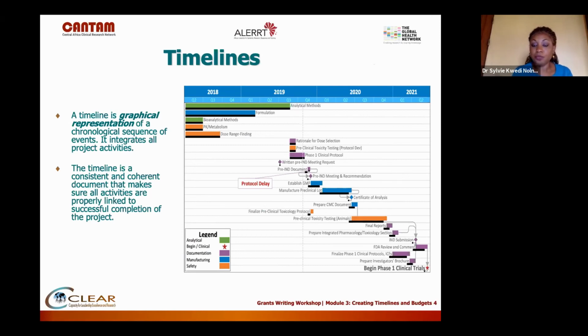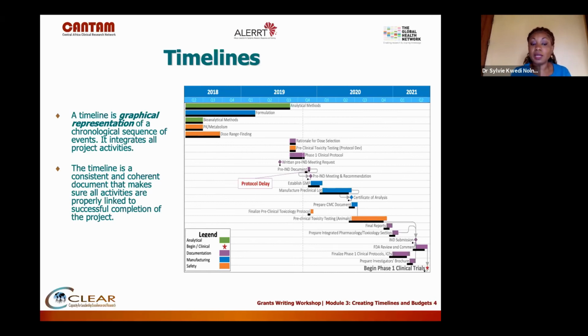You see an example here of a timeline. When you see that it's chronological, meaning that it is set up in time, it shows project activities. And then on this timeline, you see the integration because of the links between different activities in the timeline.